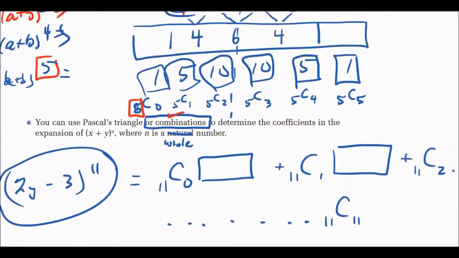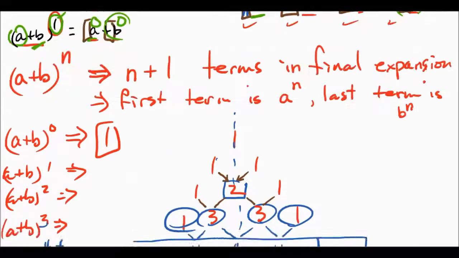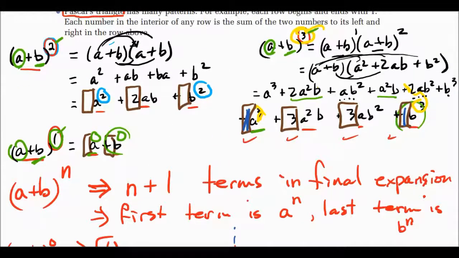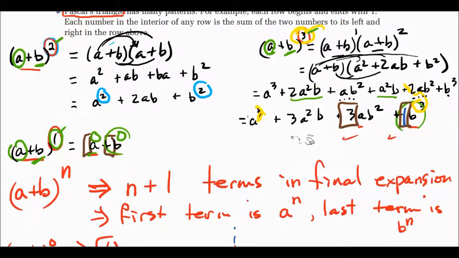What's the next part we need to recognize here? Let's go back to our simple expansions and see if we can figure out some other patterns. Now these are getting pretty messy, so I'm just going to erase some of this stuff here.